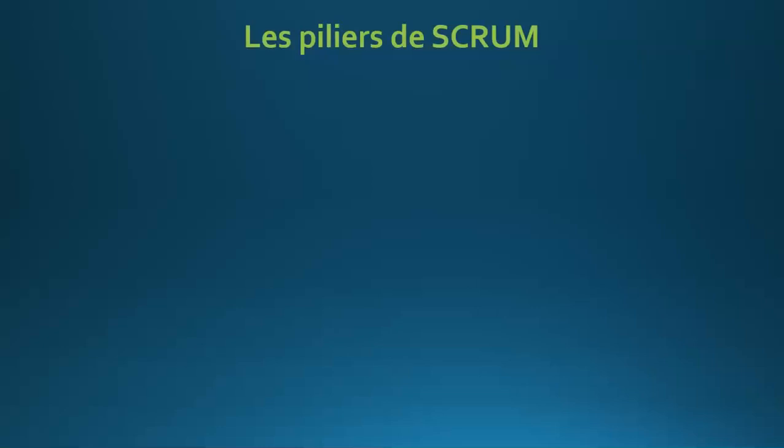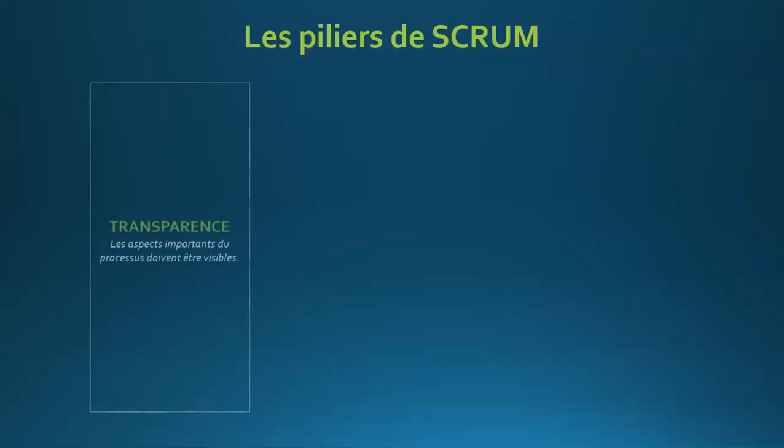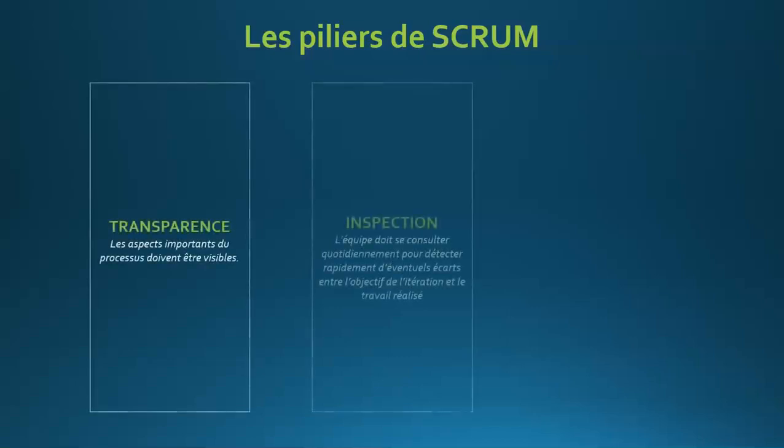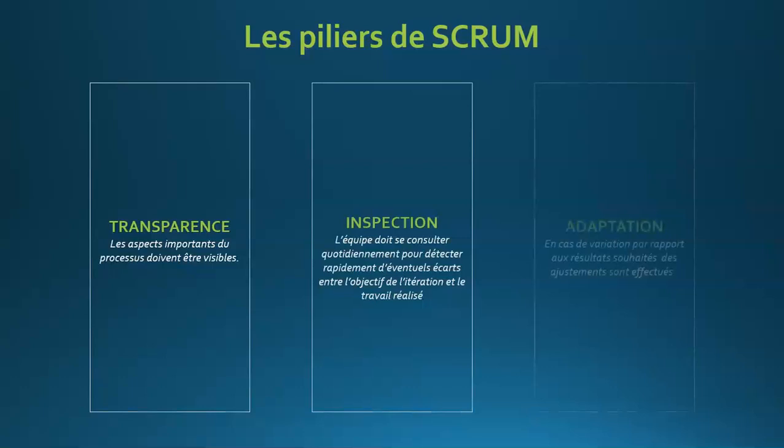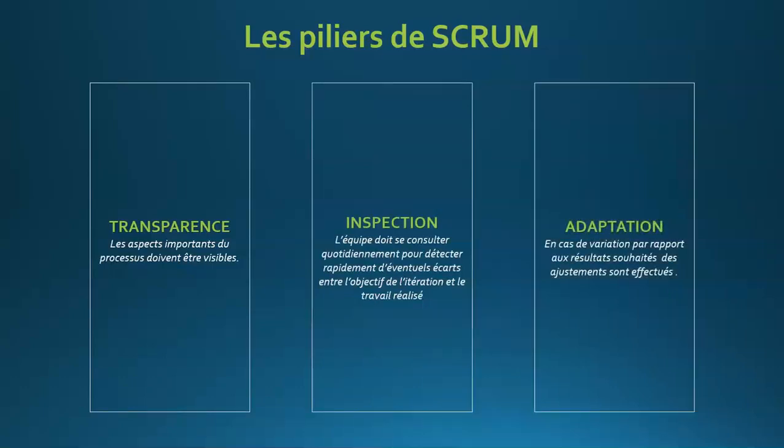The pillars of Scrum. There are 3 pillars. Transparency, which means that the important aspects of the process must be visible. Inspection, which means that the team must consult each other on a daily basis in order to quickly detect any discrepancies between the objective of the iteration and the work carried out. And finally, adaptation, which means that in the event of a deviation from desired results, adjustments are made.